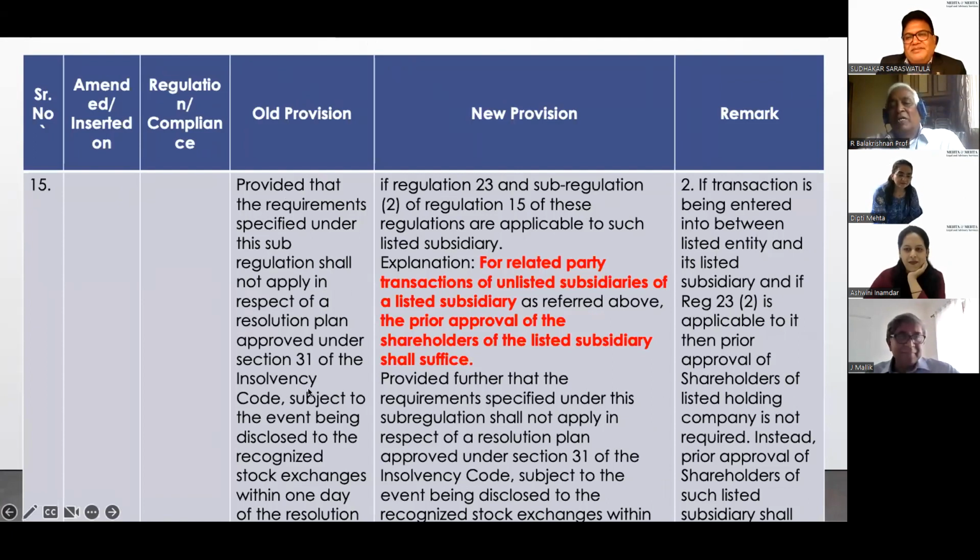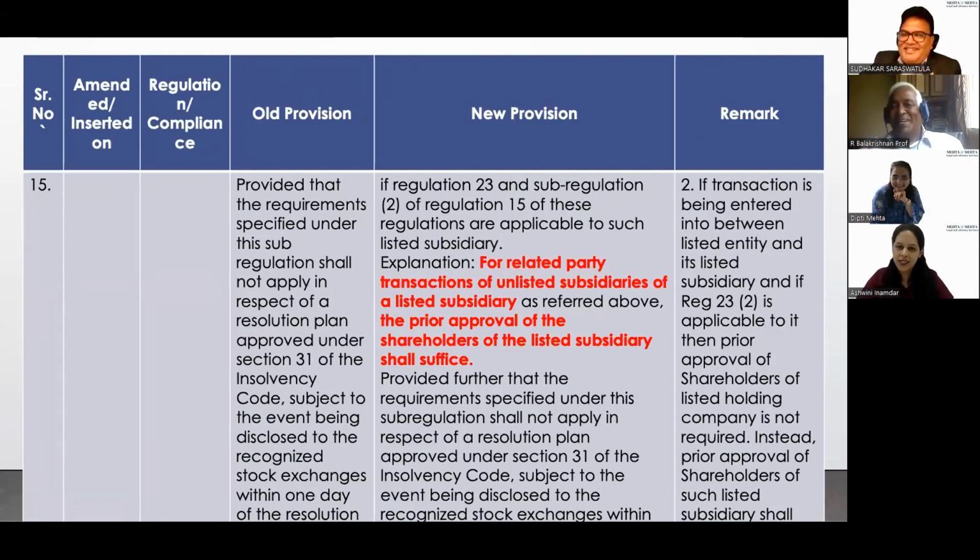Yes, Ashwini, go ahead. We were talking about all those transactions in which the listed entity was not a party to that transaction, but its subsidiaries were party to that transaction. In this, there is a further amendment that for related party transactions of unlisted subsidiaries of the listed subsidiary, the prior approval of the shareholders of the listed subsidiary shall suffice. This is because the listed subsidiary will also be required to follow the SEBI regulations. They are separately following the SEBI regulations, regulation 23. So there is no prior approval of the main entity required in this case.